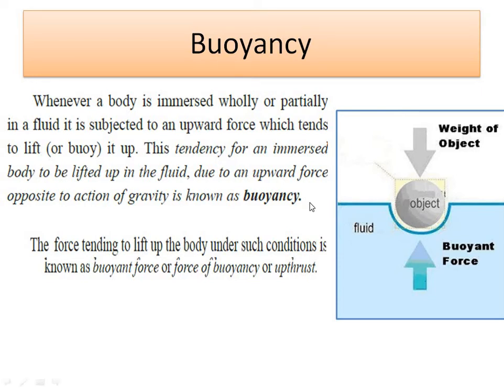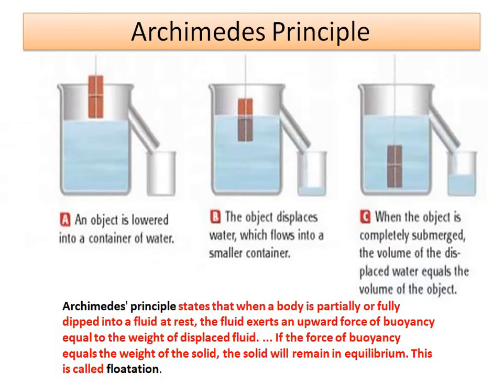You can see here that this object is partially immersed in the fluid. It is floating over the fluid due to an upward force, and it goes downward or immerses inside the liquid due to the weight of the object. The force which opposes the weight of the object immersing inside the liquid is called the buoyancy force. The force tending to lift up the body under such a condition is known as buoyancy force, force of buoyancy, or upthrust.